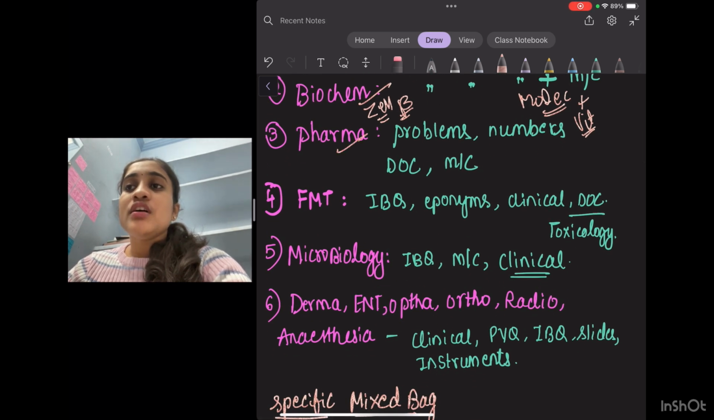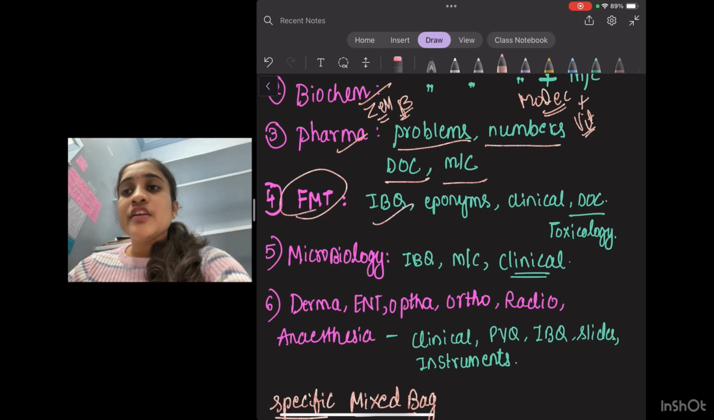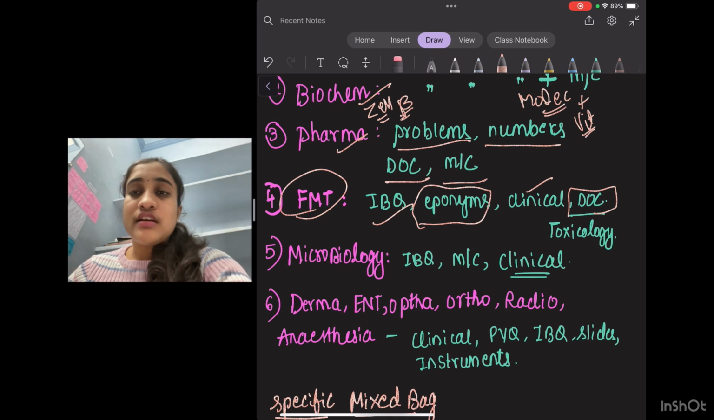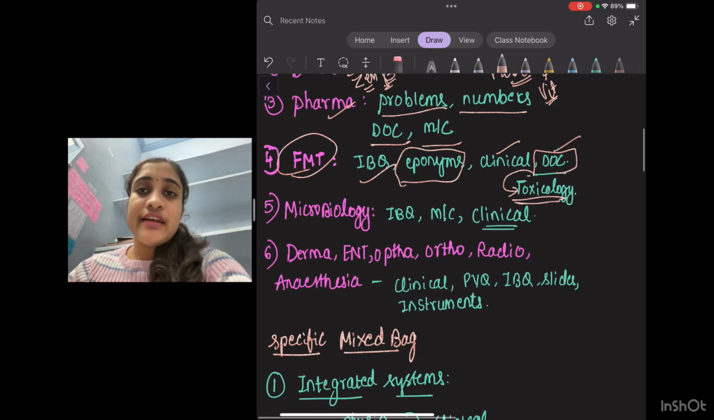Coming to pharma, problems, numbers, drug of choice, and most common. These are the tags to be added in pharma. Forensic, image-based, eponyms like suggillation, putrefaction. You have to know each and every eponym in forensic. And clinical is very less, but still solve clinical. And drug of choice, especially in toxicology, what are the antidotes? I must say, add this tag and you will get antidotes.